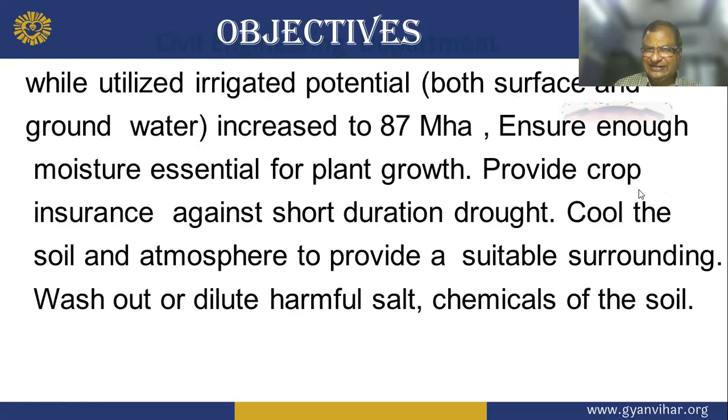While utilized irrigation potential, both surface and ground, increased to 87 million hectare, irrigation ensures enough moisture essential for plant growth, provides crop insurance against short duration drought, cools the soil and atmosphere to provide a suitable surrounding, and washes out or dilutes harmful salt chemicals of the soil.